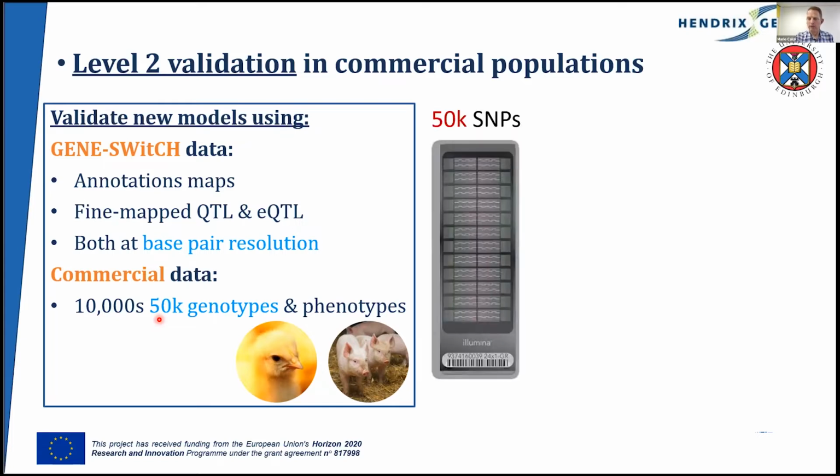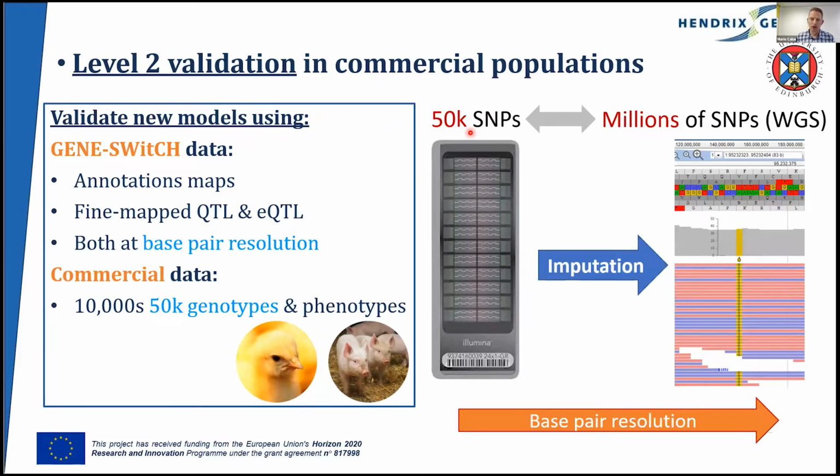So basically what we have to do is go from the 50K SNP genotypes that we have in commercial data to a whole genome sequence, which basically means having millions of SNPs. This is currently ongoing, by imputing those genotypes up, such that in the end, for those tens of thousands of individuals, we have genotype data at base pair resolution. And then we can proceed to do our validations.